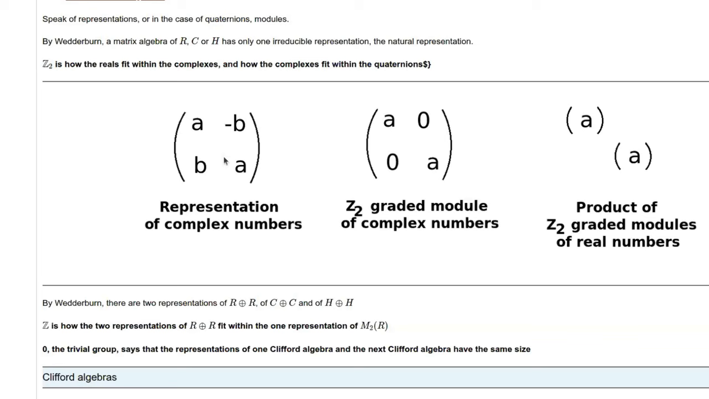Okay, so this is the kind of trivial thing. Here's the way you would represent complex numbers. And when you gave your presentation on complex numbers, this is what you showed that they look like, right? You have A on the diagonal and minus B and B on the anti-diagonal. Now, suppose that you have this, but you're only going to look at the real component.